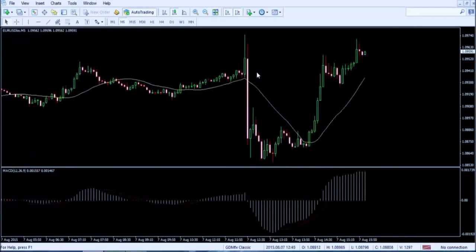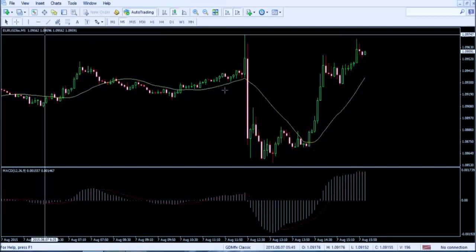So let's look at some signals that we could have taken. Obviously these big moves were due to the NFP yesterday, and you can see that even with post news we could have gotten a winning signal using the strategy. Let's have a look.